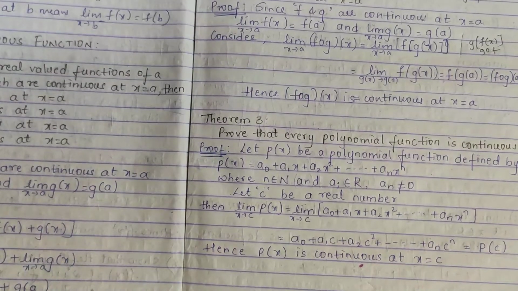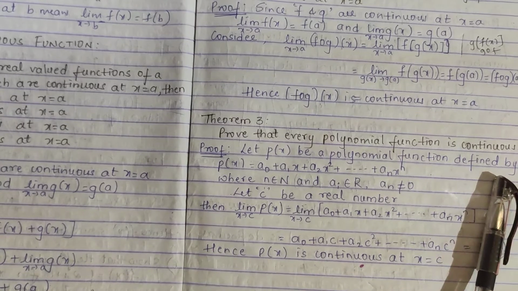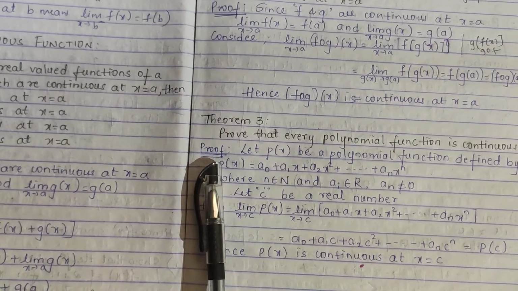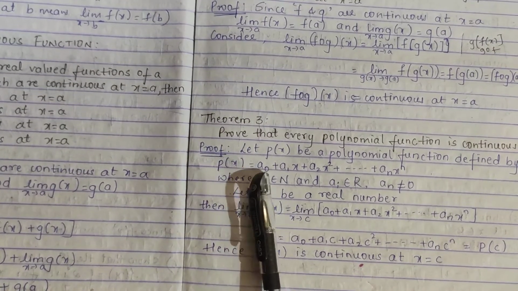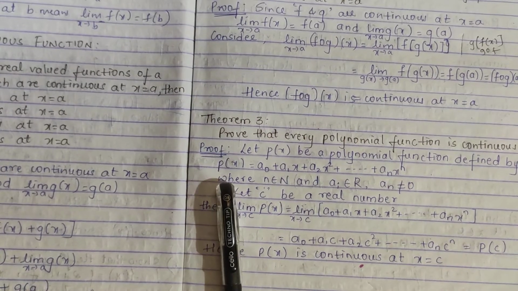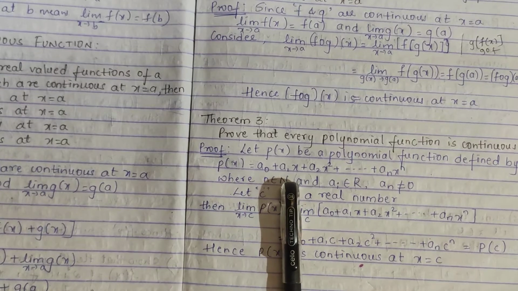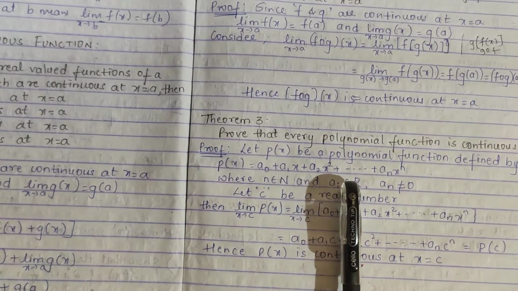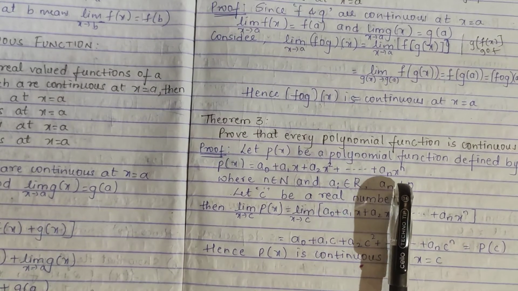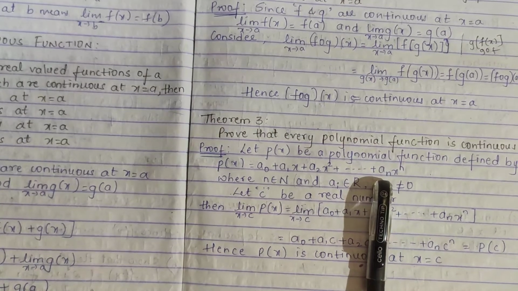Next we have theorem 3. Prove that every polynomial function is continuous. Polynomial function, you already know what we call a polynomial. So proof, let p of x be a polynomial function defined by, see here I have defined what a polynomial means: p of x is equal to a naught plus a1x plus a2x square plus a3x cube plus a4x raised to 4, and so on up to an x raised to n. This is termed a polynomial, right? You have studied about polynomials.